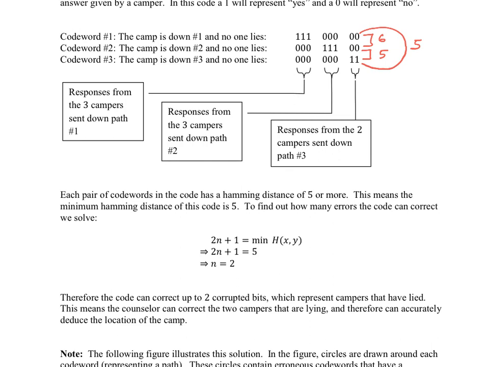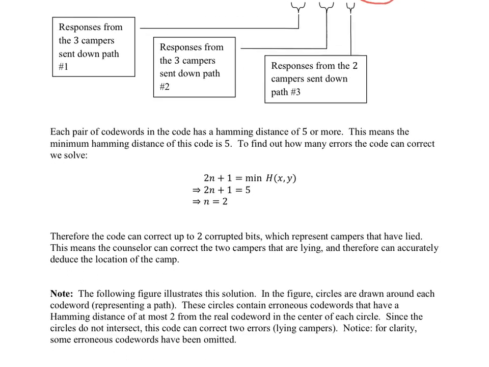So if we want to find out how much we can correct, we'll set 2n plus 1 equal to the minimum Hamming distance, solve for n, and we get 2. So that means that this code that we created can successfully correct 2 errors. And therefore, in every possible case, the counselor can deduce the correct location of the camp. Either she finds it herself, or she does the error correction at the 40-minute point to accurately deduce the location of the camp. So I think it's nice to kind of draw a picture of this.